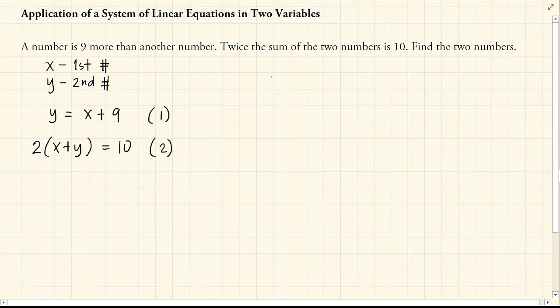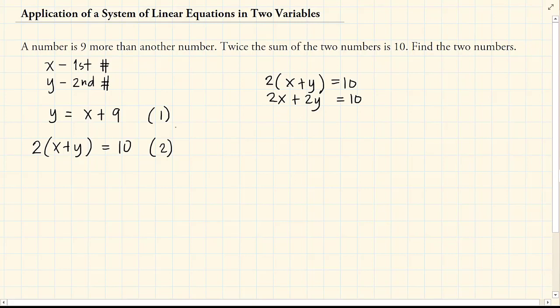We can now solve this using the method of substitution or elimination if you like. For the first equation, we have y in terms of x, so let us substitute it into the second equation. For the second equation, we have 2 times the quantity x plus y is equal to 10. We can distribute this as 2x plus 2y is equal to 10.